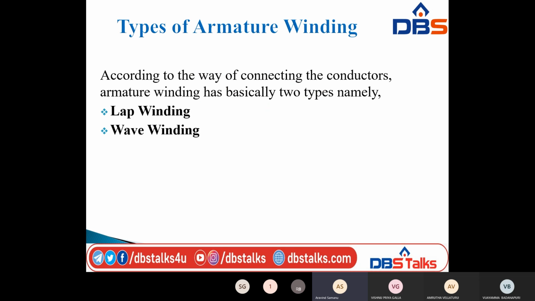Next we will go into the types of armature winding. I already said in the EMF equation that armature winding consists of two types, lap winding and wave winding. According to the way of connecting the conductors, armature winding has basically two types, namely lap winding and wave winding. Firstly we will take lap winding.